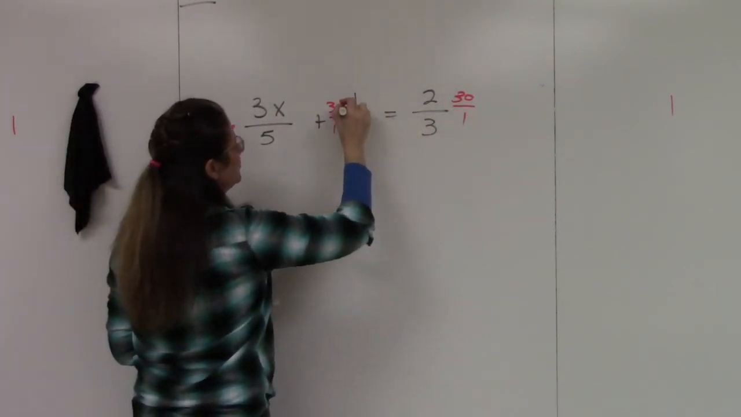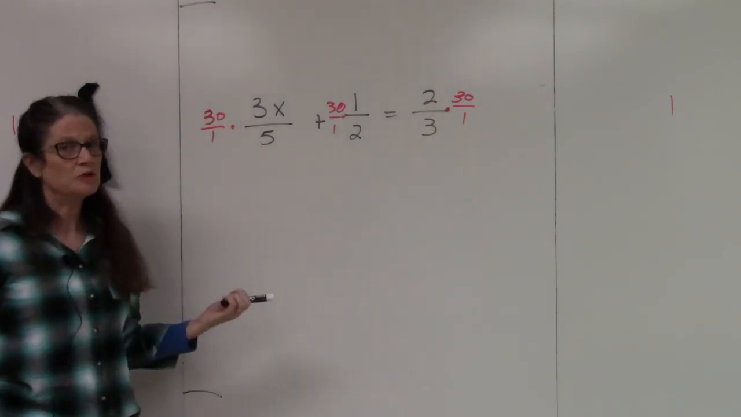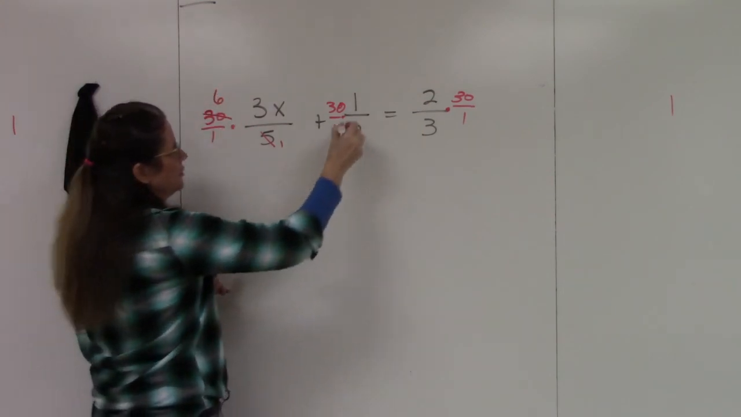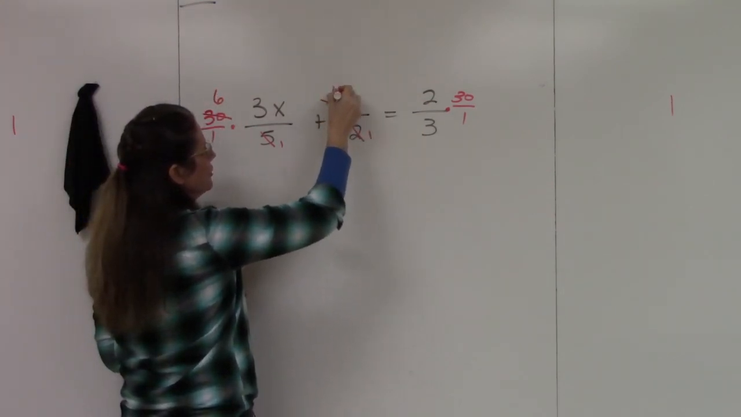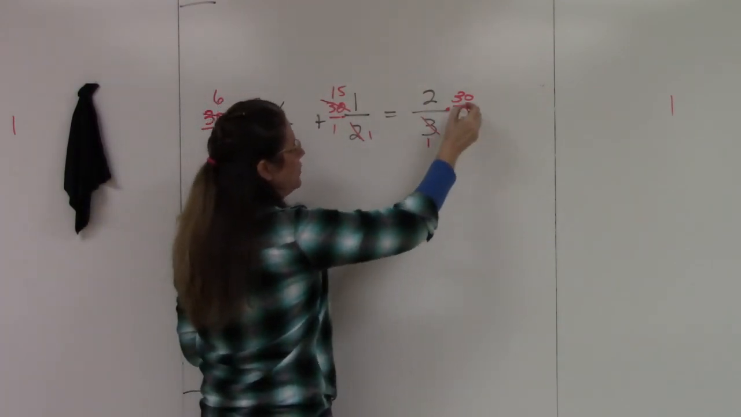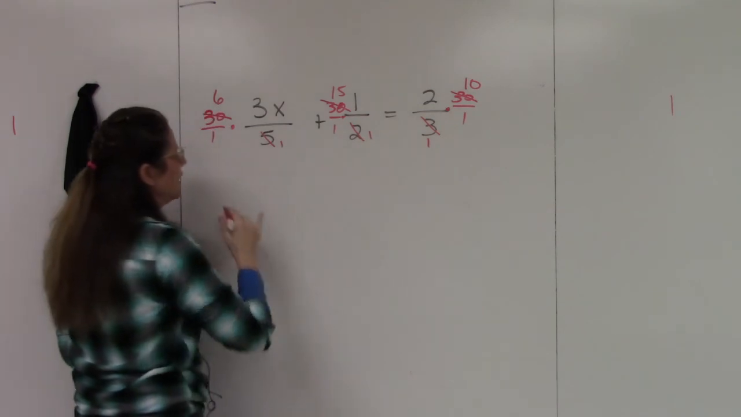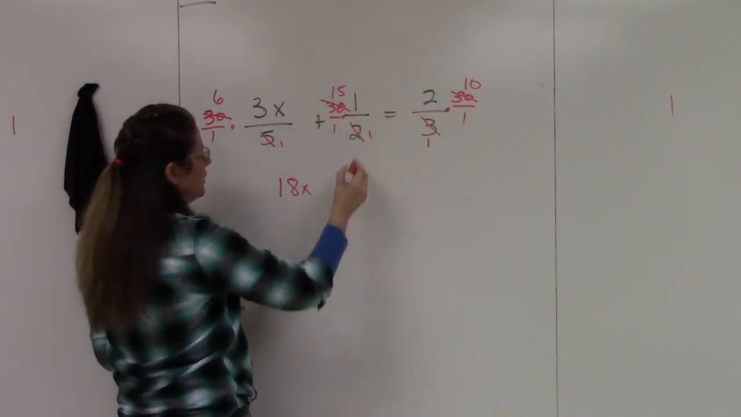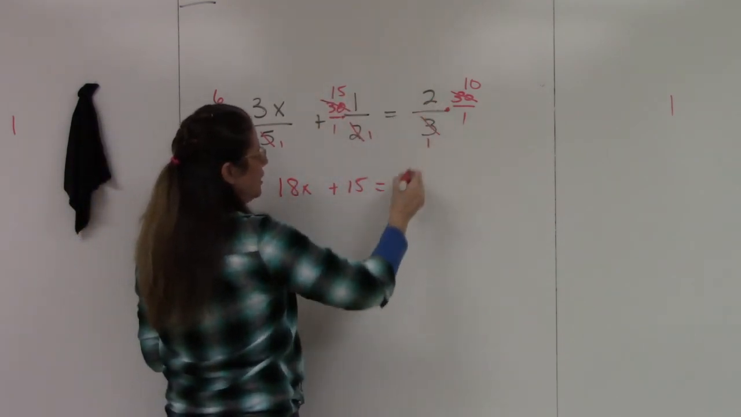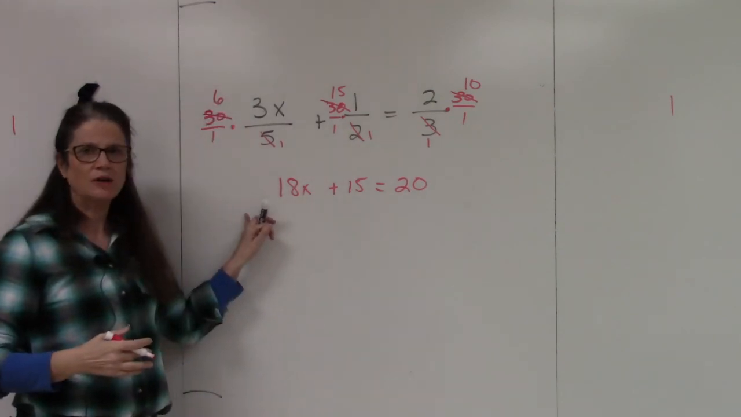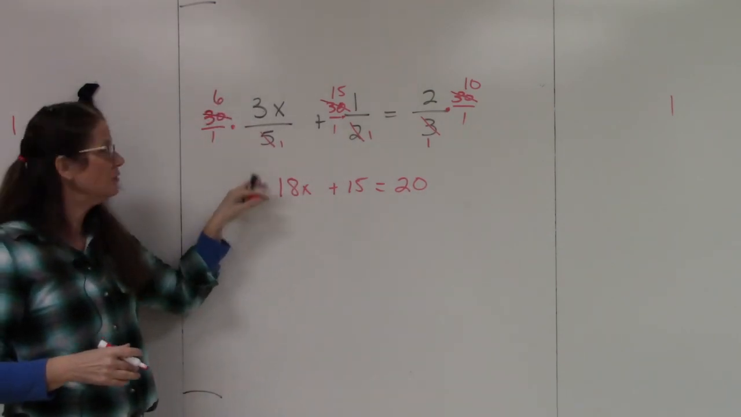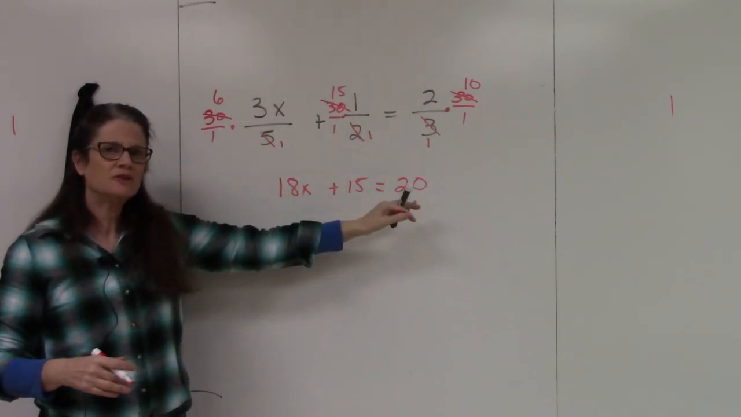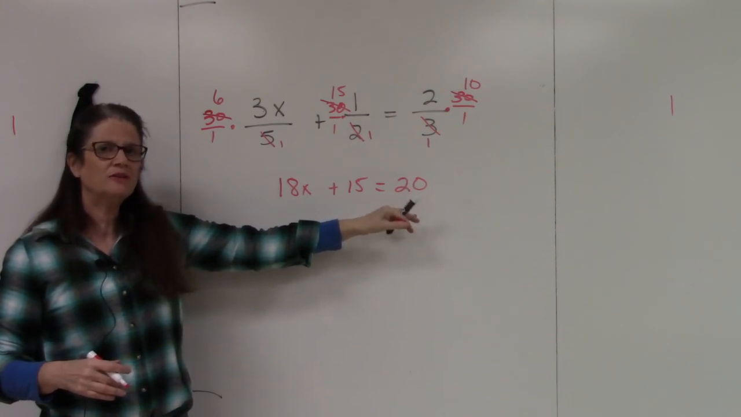And it's all multiplication. Now I'm just multiplying fractions. 5 goes into itself once, 5 goes into 30 6 times. 2 goes into itself once, 2 goes into 30 15 times. 3 goes into itself once, 3 goes into 30 10 times. Now I multiply. 6 times 3x is 18x. 15 times 1 is 15. And 2 times 10 is 20. Right back to a straight equation. It has the exact same value as the original fraction equation, but now I have it written in a standard whole number format. Same value, just looks different.